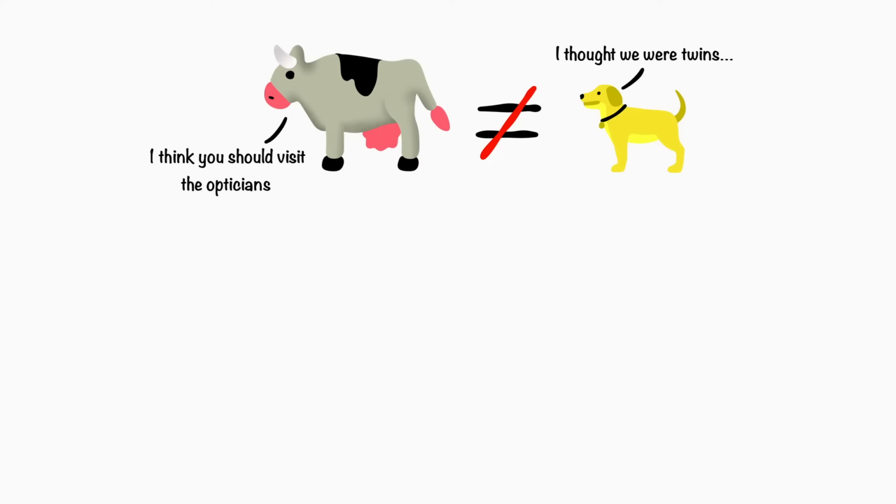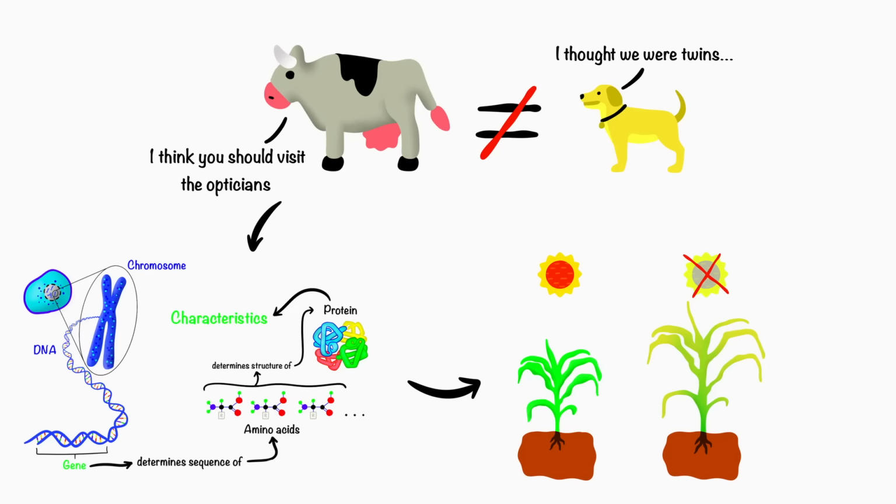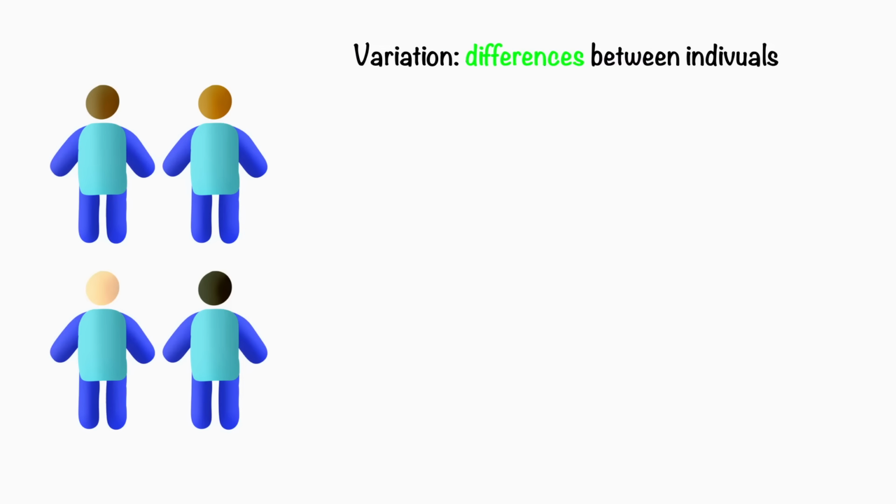No two living things are exactly alike. In this episode, we'll explore variation, the differences that make each organism unique. We'll look at how genes contribute to differences in organisms, how the environment influences characteristics, and how mutations introduce new variation. You've probably noticed that all people are different from one another.